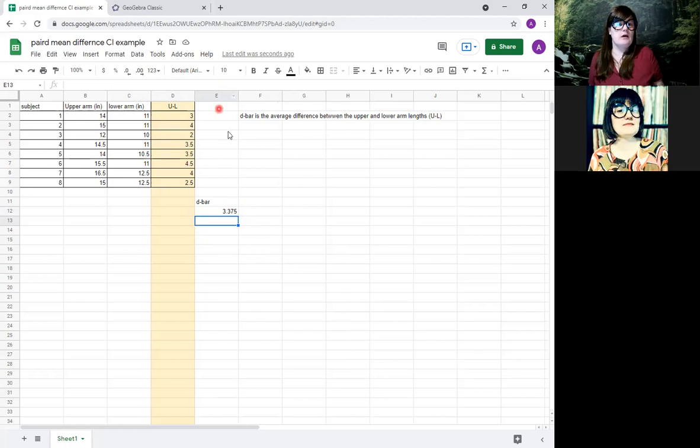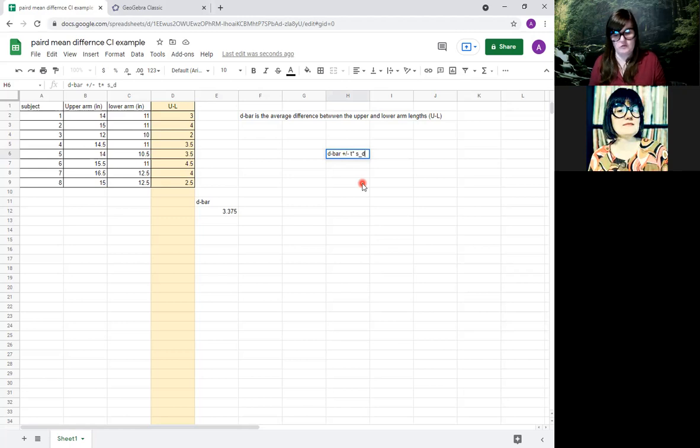Now let's look at the other things that we need, because our general formula is D bar plus or minus T star. That's our multiplier from our T distribution, which depends on what level of significance we're doing it at. That is times our S, which I'm going to put as a subscript: S sub D, the standard deviation of that sample.